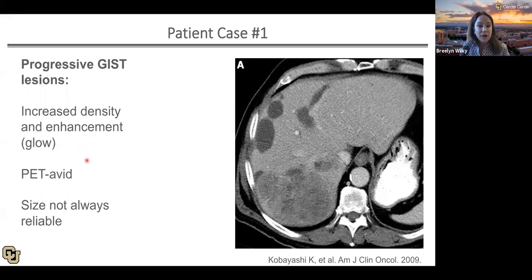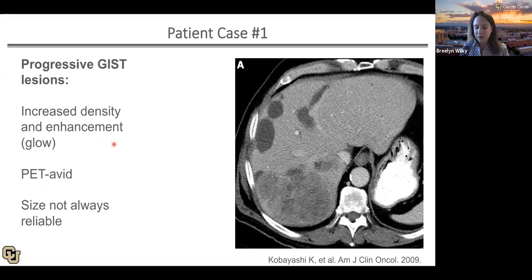PET scans can be very helpful. These are scans that use a fluorescent labeled sugar that glows, usually bright orange, if it's being taken up by an active tumor, as opposed to not glowing if it is a dead tumor. And as we'll talk about a little bit more, size is not always reliable in GIST. Just because a lesion's getting bigger does not mean it's getting worse, particularly if it's dropping its glow and its density.